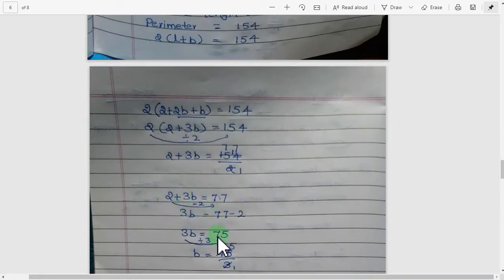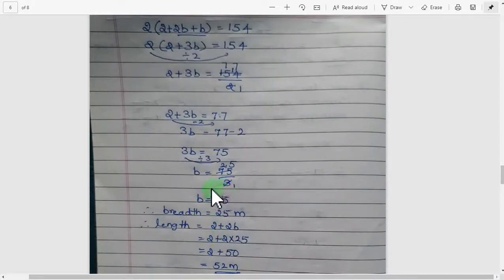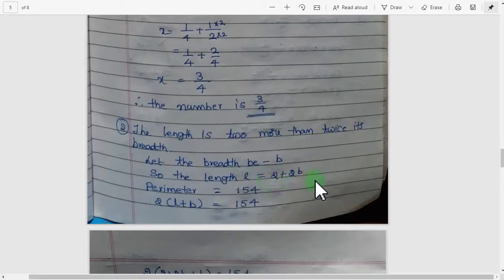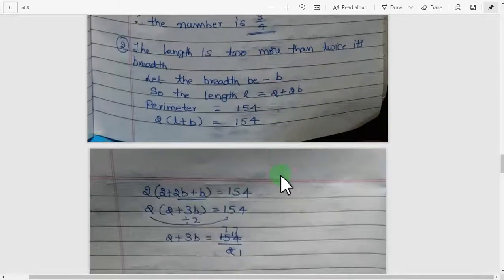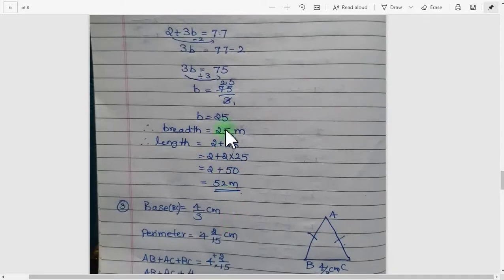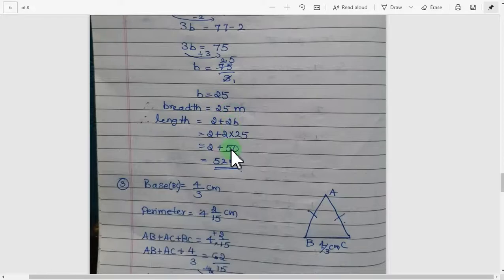Take 2 to the other side, then take 3 to the other side. So the value of b you will get is 25. After getting b, length is 2 plus 2b. Here you have to substitute 2 plus 2 into the b value, which is 25. First you multiply 2 by 25 to get 50, then 52. So the length is 52 centimeters, and 25 centimeters is the breadth.